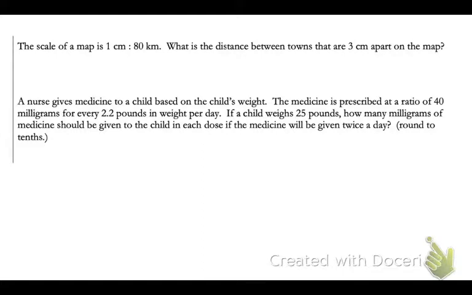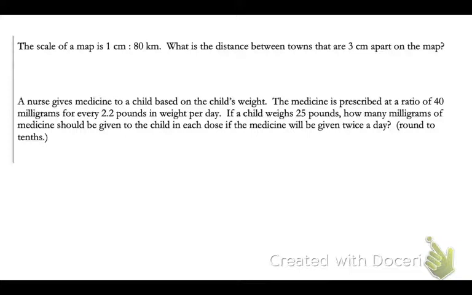So maps use scales, and on this particular map, the scale is 1 centimeter equals, or is equivalent to, 80 kilometers. Notice that ratio is using the colon like we talked about in the earlier concept. What is the distance between towns that are 3 centimeters apart?